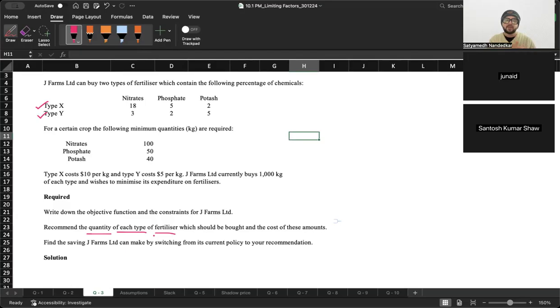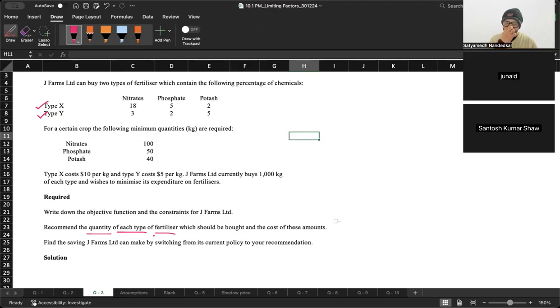J Farms Limited can buy two types of fertilizer which contain the following percentage of chemicals, type X and type Y. Nitrate, phosphate, potash are three ingredients or three chemicals here. For a certain crop, the following minimum quantities in kg are required. Nitrates 100, phosphate 50 and potash. This is what is required in kilograms. What is given above is percentage. Type X costs 10 per kg and type Y costs 5 per kg. J Farms Limited currently buys 1000 kg of each type and wishes to minimize its expenditure on fertilizers.